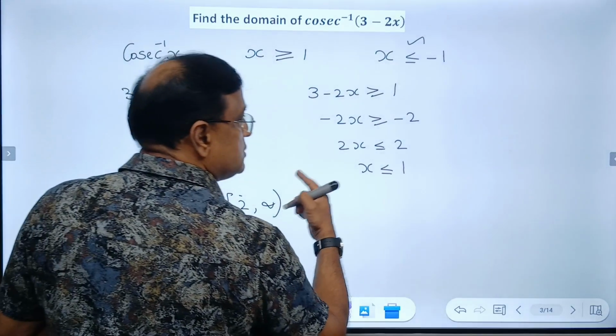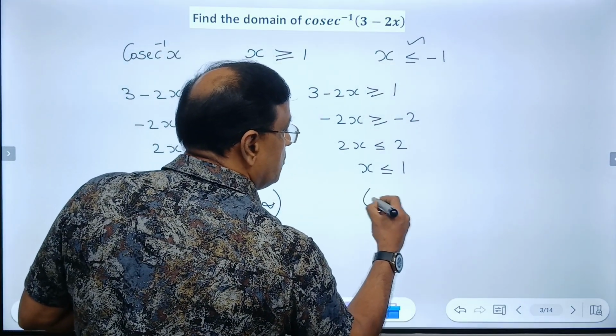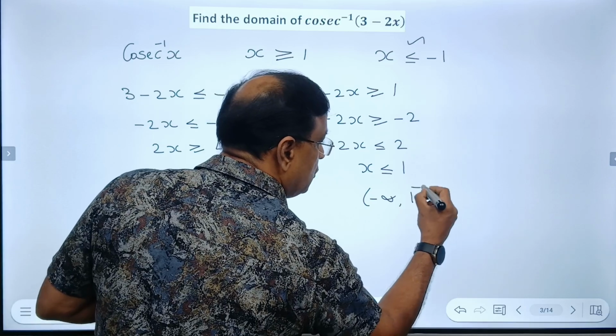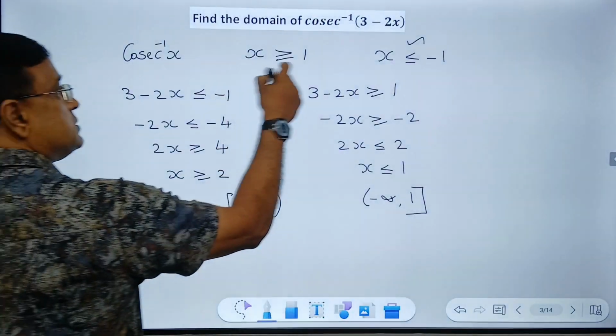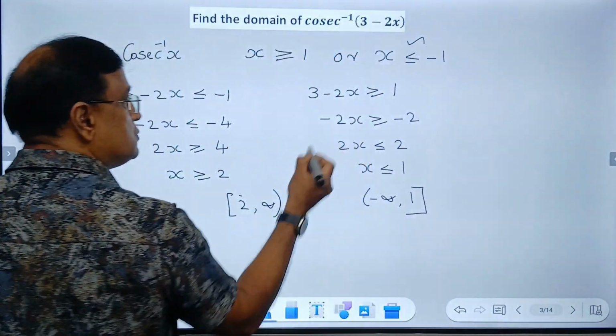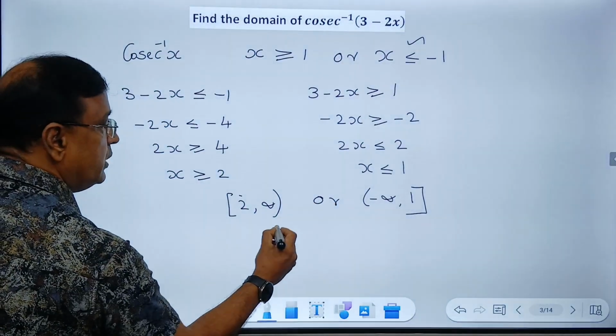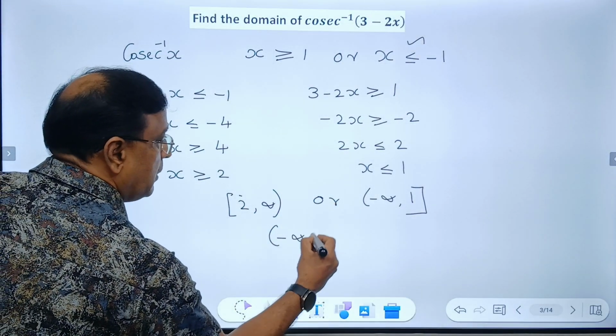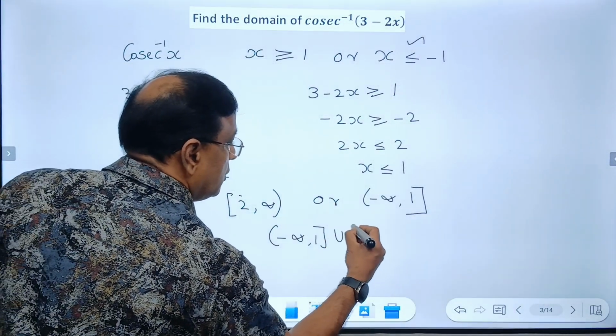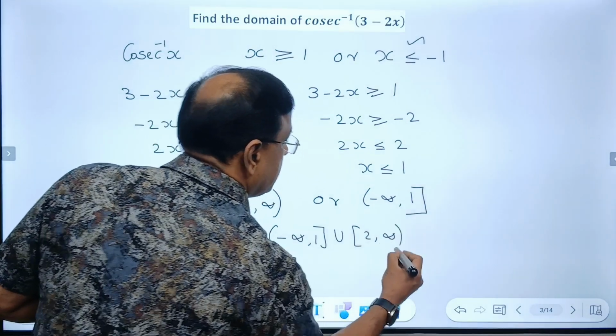This is x is less than or equal to 1. Therefore it is minus infinity, you can go up to 1. Okay. This or this, isn't it? So it is or. Or means union. So minus infinity comma 1 union 2 comma infinity.